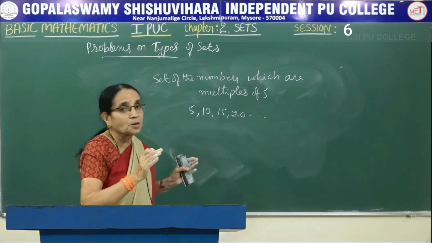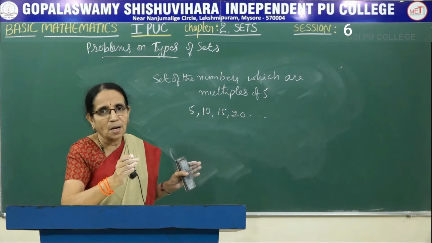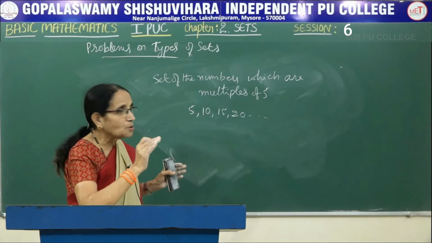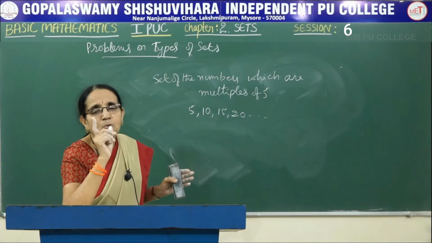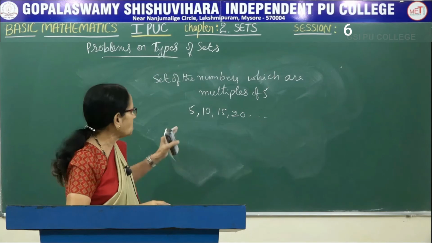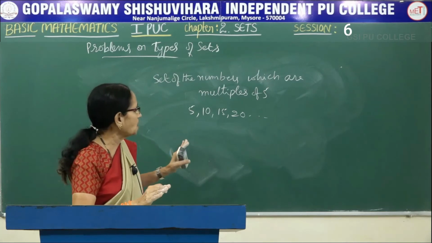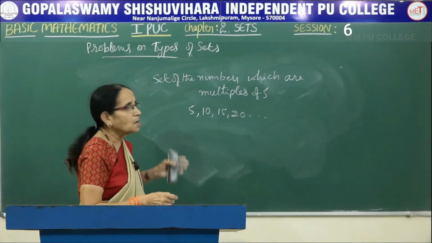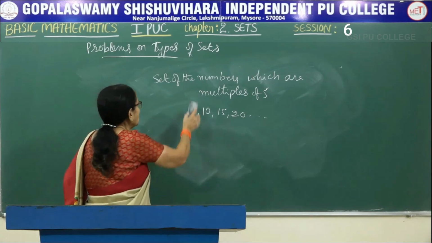If I had given some restriction between 0 and 90, 0 and 100, or between minus 10 and plus 10, so if I had specified a limit for that one, then it would become a finite set. Whereas here, I'm just saying the numbers which are multiples of 5, that means automatically it becomes an infinite set.